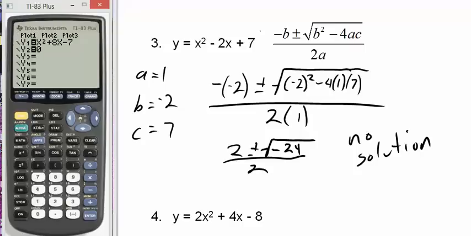If we graph this one on the calculator, you'll see what else happens. X squared minus 2x plus 7. When we graph this, you see that the parabola never hits the y equals 0 line. There is no solution. There is no time when this equals 0.